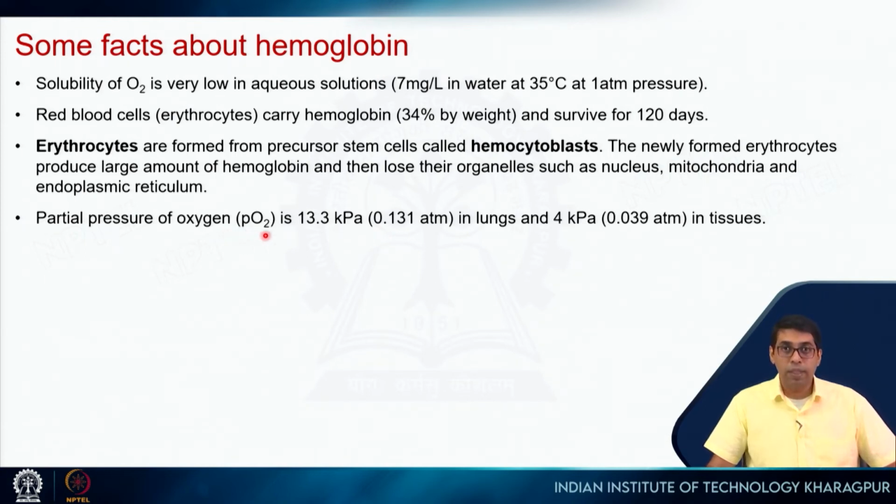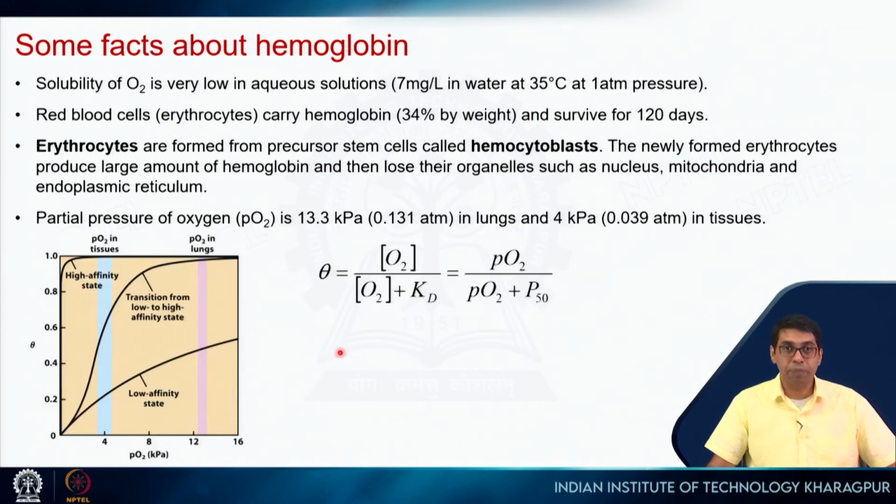Partial pressure of oxygen in our lungs is 13.3 kilopascal, and in our tissues is 4 kilopascal. So, of course, it is less partial pressure in tissues compared to the lungs. Now, we will see curves like this. Theta is a term which is saturation, with a value from 0 to 1. If it is 0, it means that hemoglobin has no oxygen bound to it. If it is 1, it means that hemoglobin is completely saturated with oxygen.